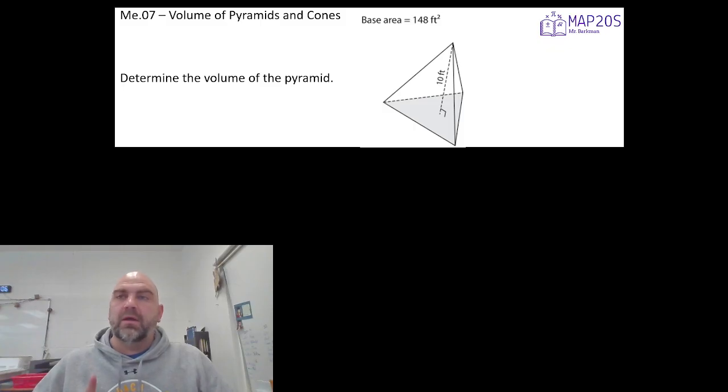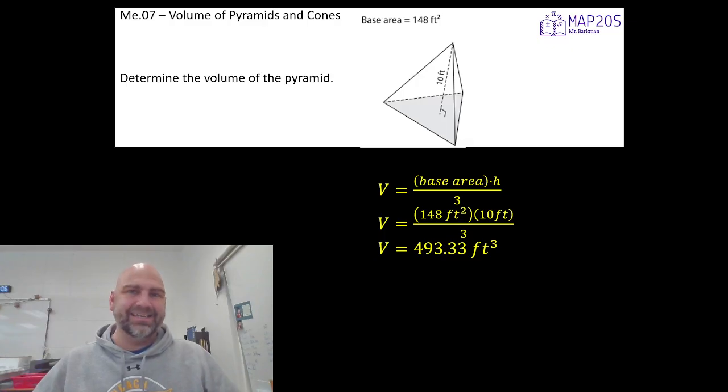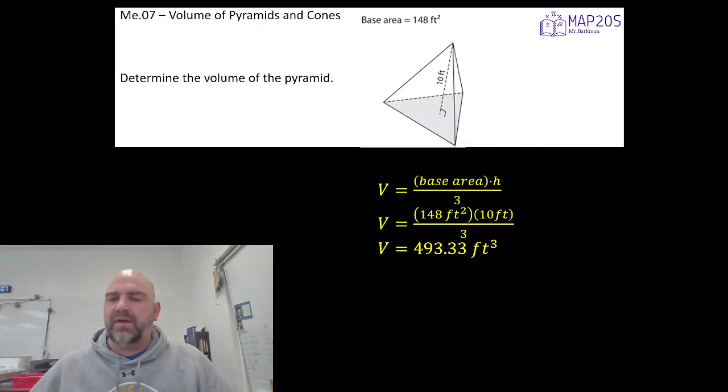Okay, so the volume of a pyramid is base area times height, but now we have to divide it by 3. So take the base area, 148, multiply it by the height of 10, divide that all by 3, and hopefully you got 493.33 cubic feet. Did you get it? I'm hoping so. Again, it's base area times height divided by 3.